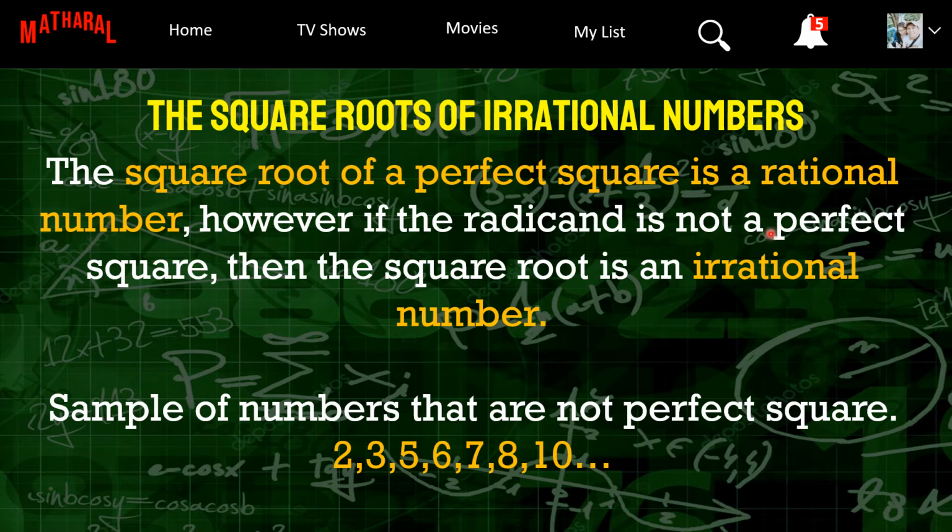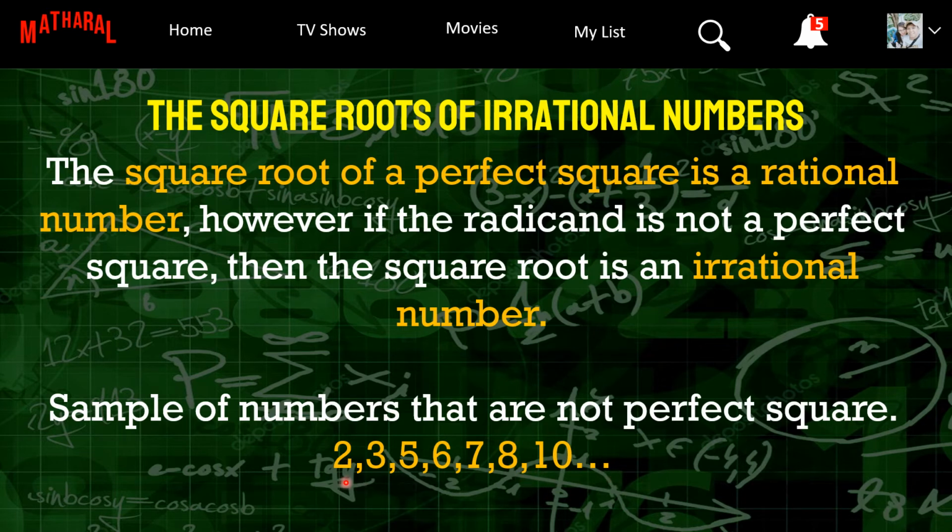However, if the radicand is not a perfect square, then the square root is an irrational number. These are samples of numbers that are not perfect squares: 2, 3, 5, 6, 7, 8, and 10, so on and so forth.